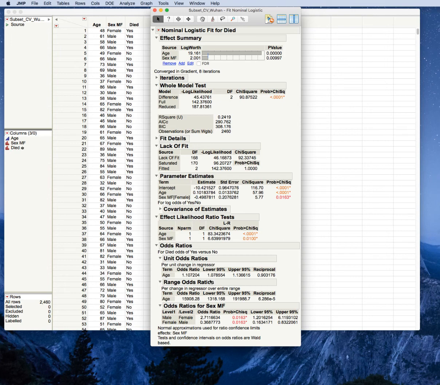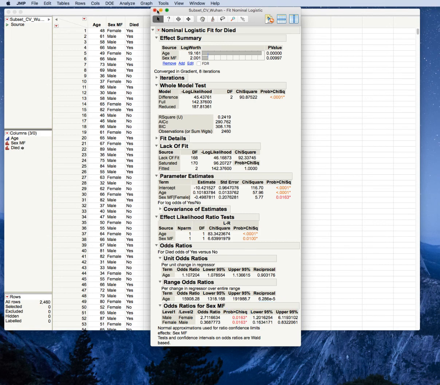Our p-value for that is 0.0001. Both age and gender are statistically significantly associated with an increased likelihood of death, such that there's an increased likelihood of death if you test positive. For every 1 year older, you're 1.1 times more likely to die, and report this confidence bound. Males are 2.7 times more likely to die if they test positive than females. Report this odds ratio, this confidence bound here, and then also the p-value.